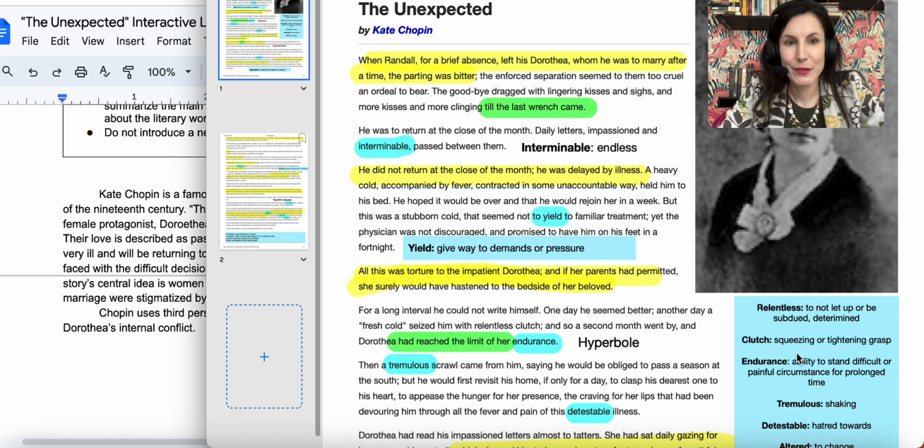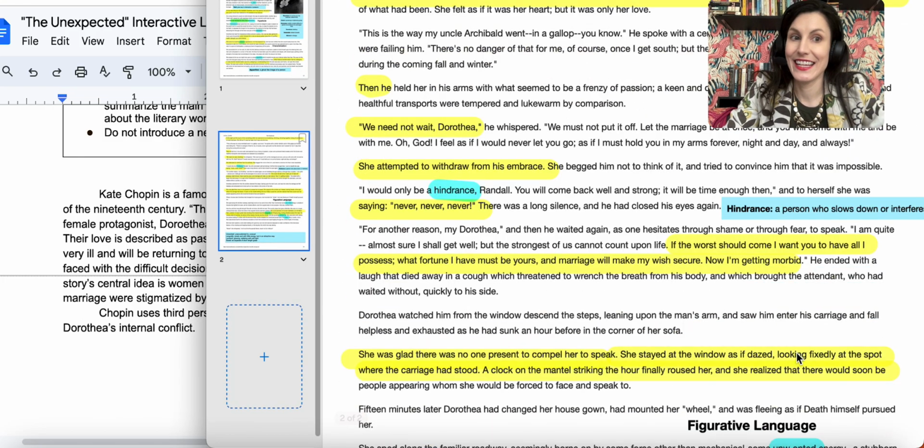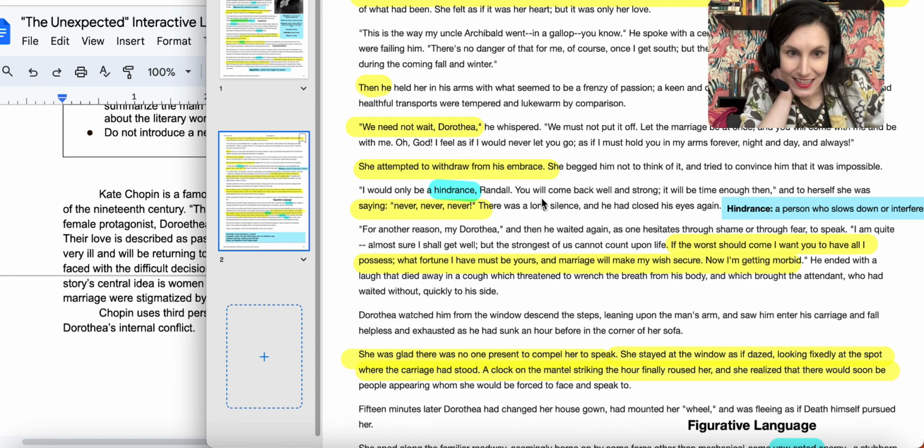All right, let's go to the part where he offers her everything he has, right? Because that's the big one about the financial thing. So he says, we need not wait. For another reason, if the worst should come, I want you to have all I possess. What fortune I have must be yours, and marriage will make my wish secure.